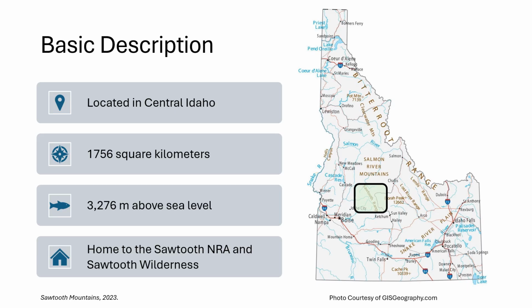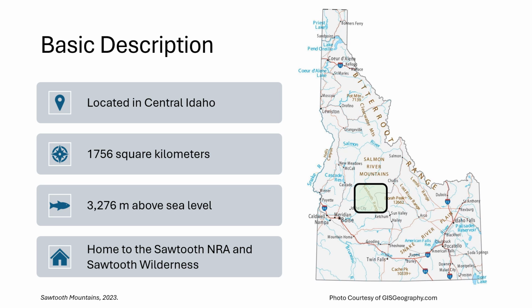The Sawtooths are located in central Idaho, as can be seen on the map to the right, and they cover an area of roughly 1,756 kilometers. The highest point in the Sawtooths is Thompson Peak, which reaches a height of 3,276 meters above sea level, according to the Sawtooth Mountains page on visitidaho.org.